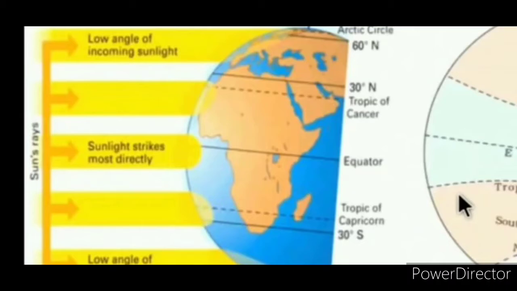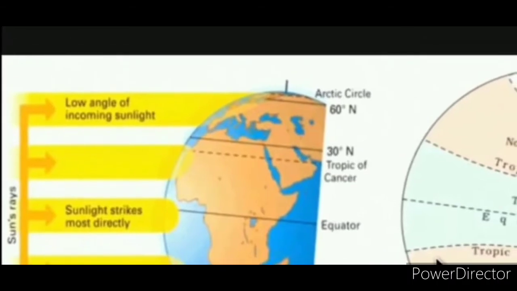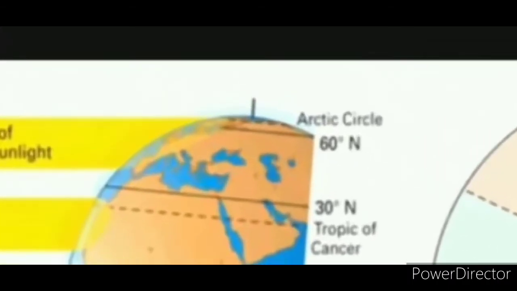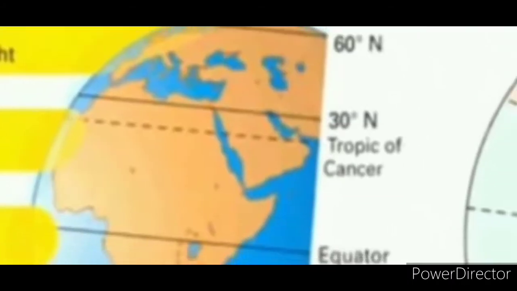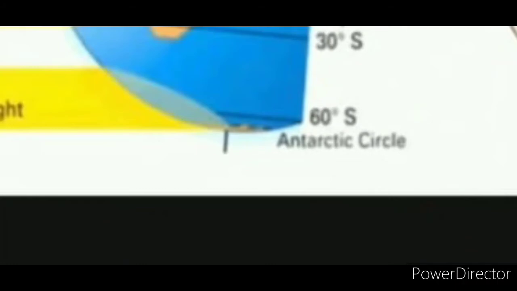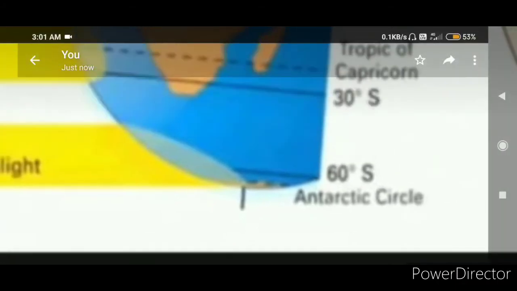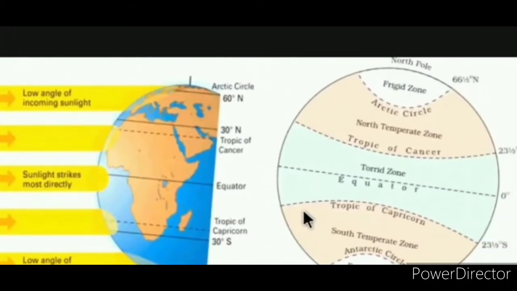As we go away from the equator, whether we go north or south, the temperature becomes less and the heat of the sun also decreases. Here at the top, the angle of incoming sunlight is low, so the rays do not reach the earth surface properly. That's why this is the polar region, North Pole and South Pole. Sun rays are very less here, so this region is called the frigid zone, because there is little temperature and heat in this region. I hope you understood this.